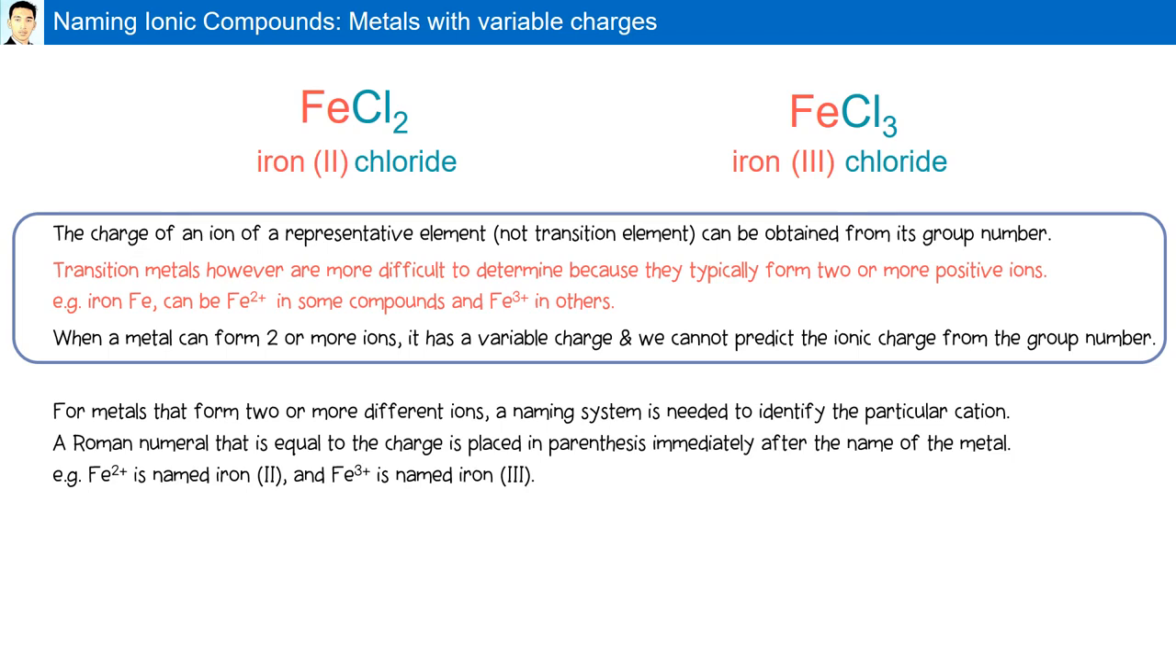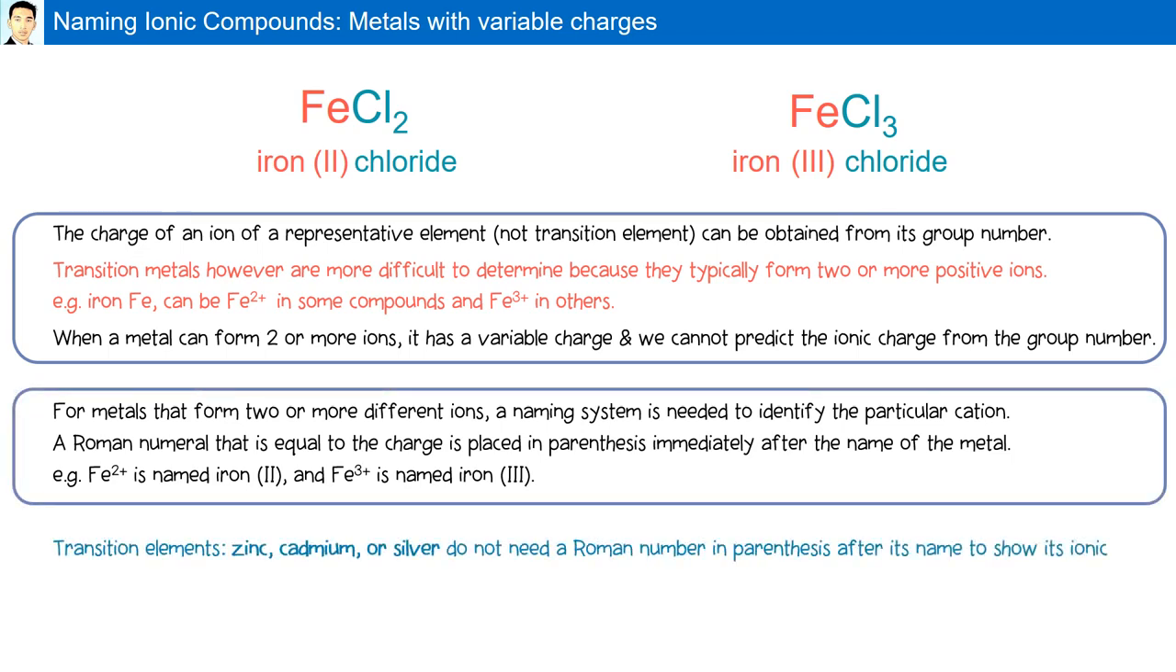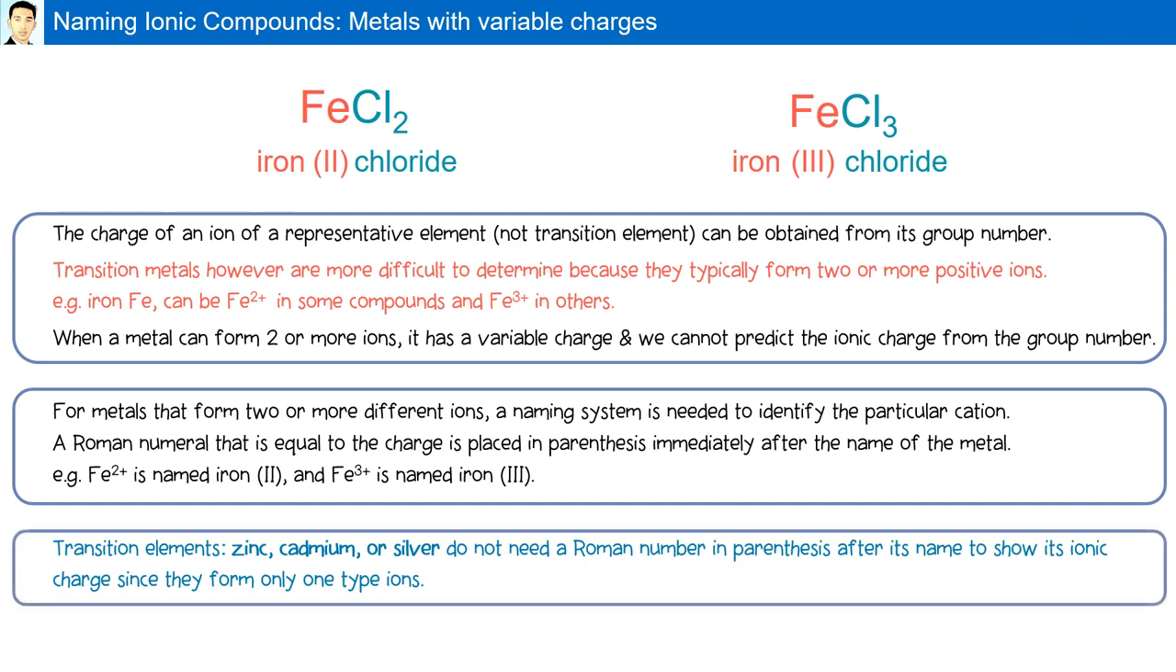The transition elements zinc, cadmium, or silver do not need a Roman numeral in parentheses after the name to show the ionic charge, since they only form one type of ion.